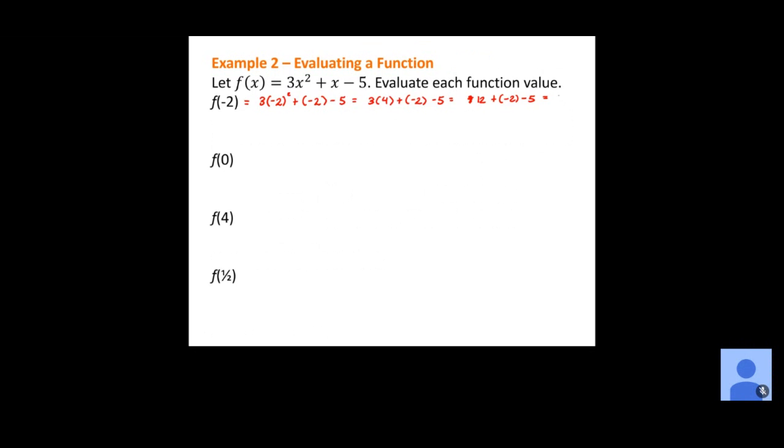Five. Good. So 12 plus negative 2 is 10, minus 5 should give us 5. So f of negative 2 equals 5 this time. Any questions about any of the steps for that one?